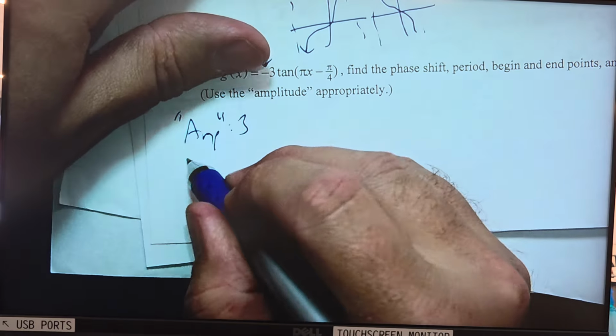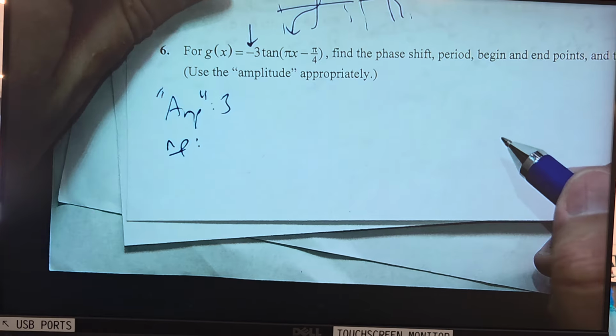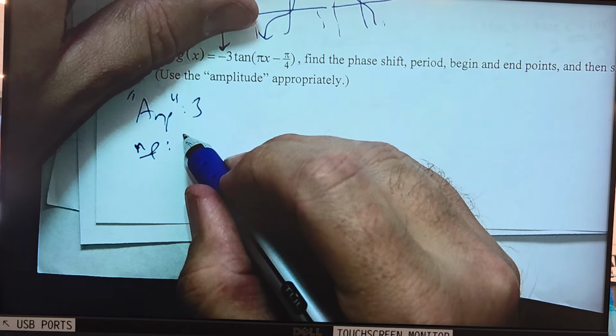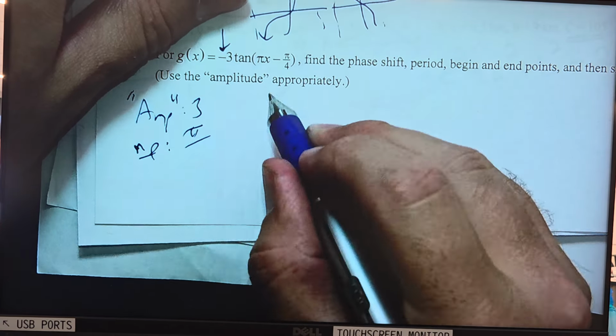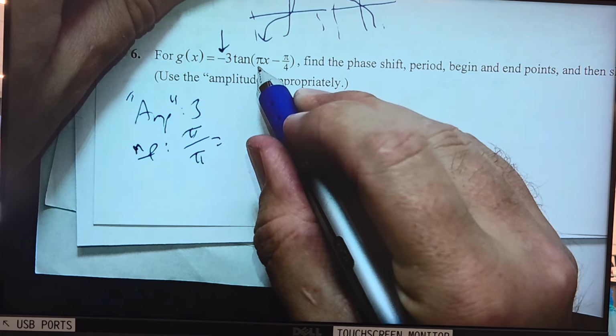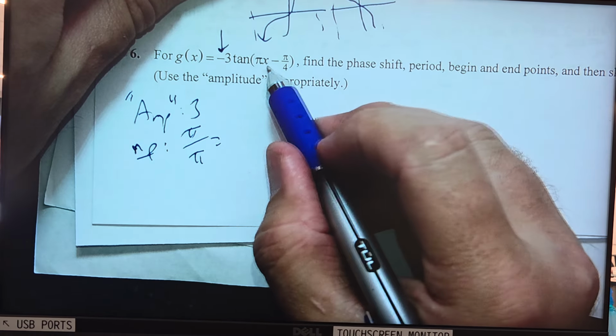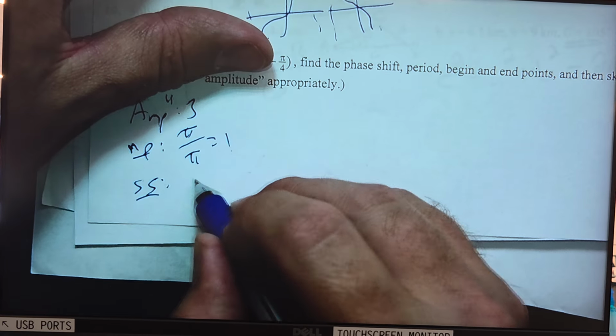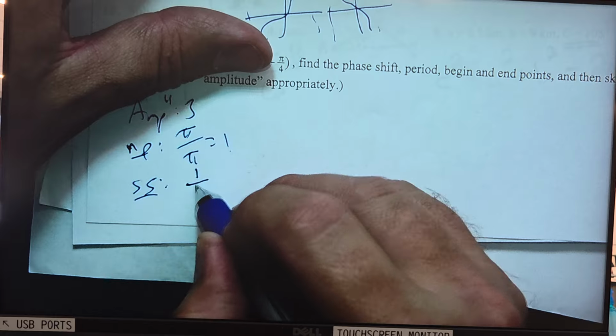Amplitude's 3. What's the new period? What's the old period? Pi. And what's the k? Pi. K is anything in front of x here. It's the multiplier of x. New period is 1, so what's the step size? 1/4, sure.